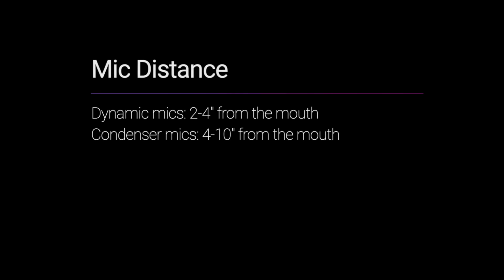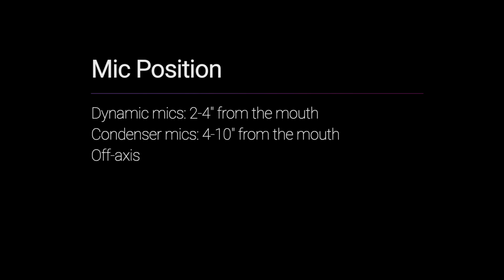So with dynamic mics, we want the mic to be about 2 to 4 inches from the mouth. Condensers, they're a little more sensitive, so we can get away with 4 to 10 inches. But again, the further away they are, the more distant the person's voice is going to sound. And the other reason to have the mic closer is, along with that more direct sound, we capture less of the room sound. And the mic should be positioned off axis, pointed towards the mouth.